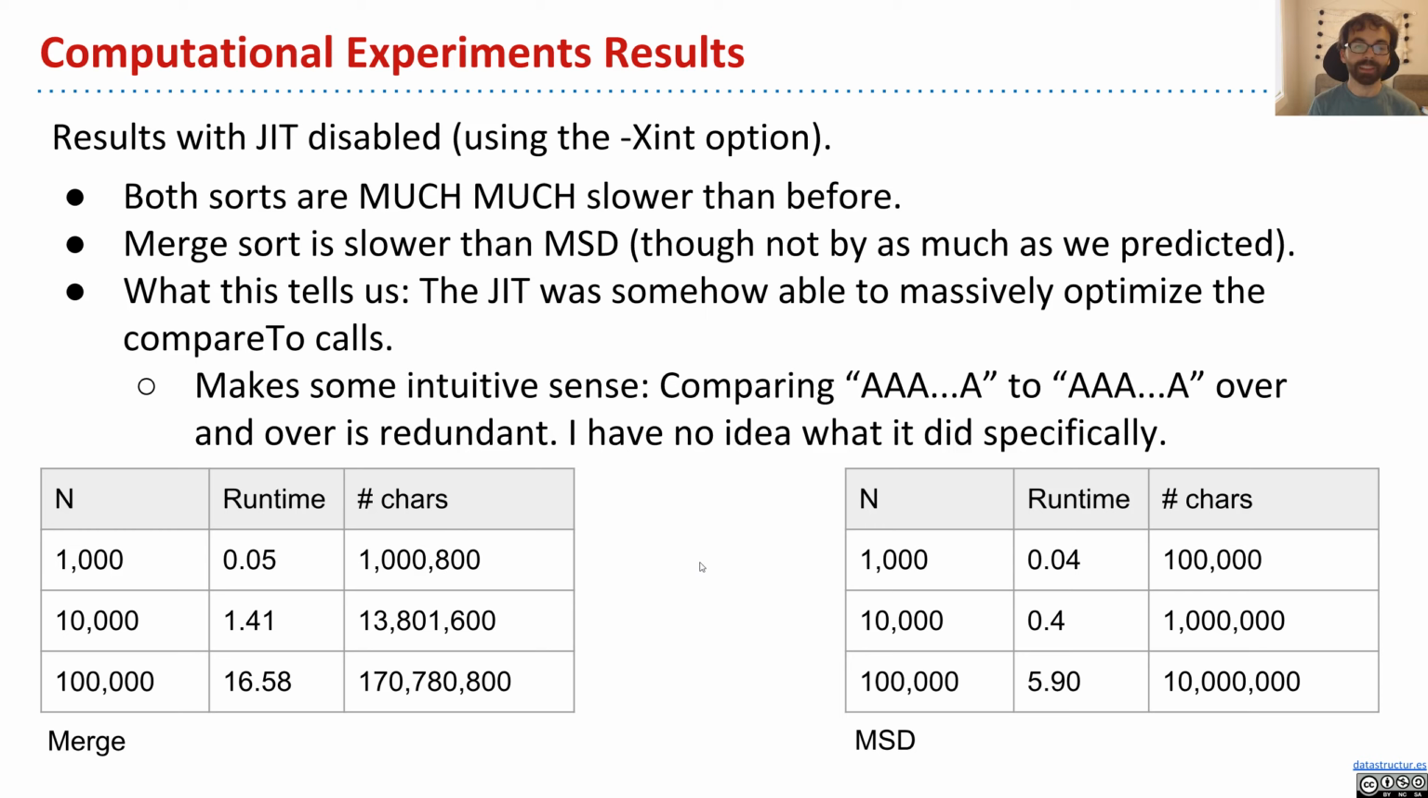Something it tells us, though, that I think is very interesting is that the just-in-time compiler was able to really leverage and optimize those compareTo calls when we did merge sort. So both sorts got faster when we turned on the just-in-time compiler, but the impact on merge sort was much greater. That makes some intuitive sense to me because comparing a bunch of A's to another string that's a bunch of A's over and over, there's some redundancy, and presumably something in the just-in-time compiler was able to identify that and optimize. So essentially, without the just-in-time compiler, our prediction is more correct, though still off, and our sorts are much slower.